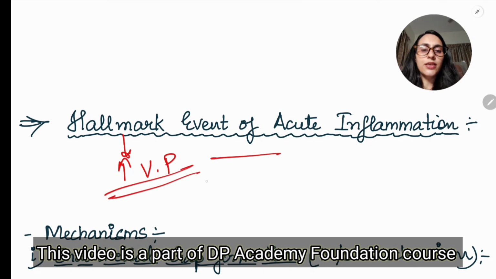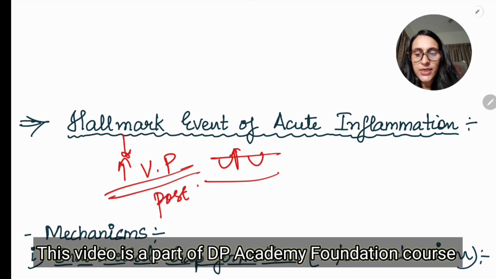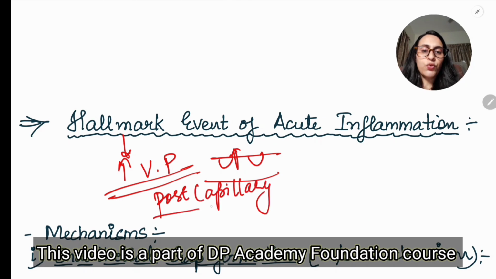The third part, increase in the vascular permeability. Everything is going out. Plasma proteins, WBCs go out, and the vessel becomes permeable now. This is most commonly seen in post-capillary venules.